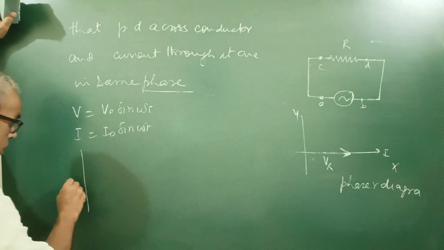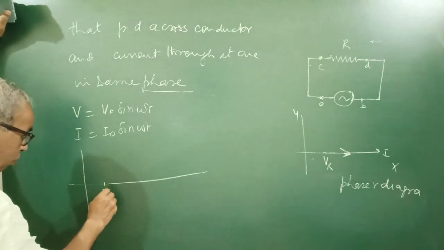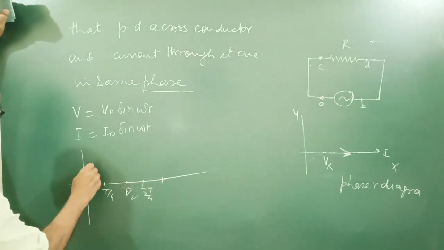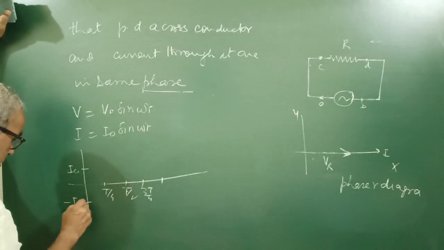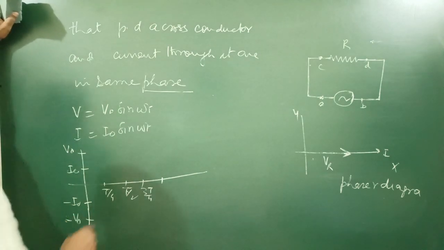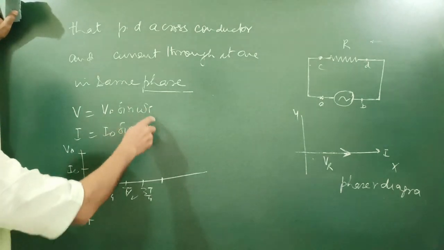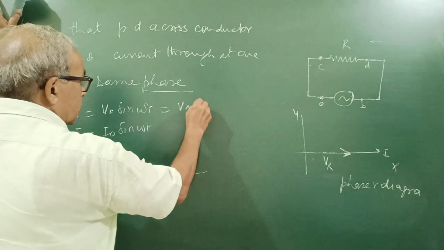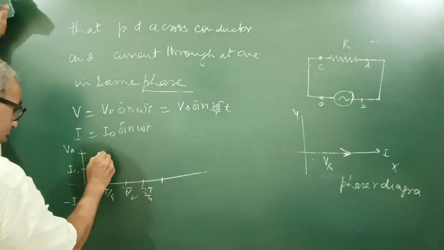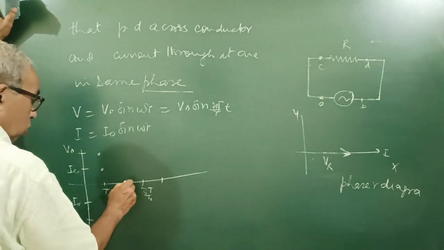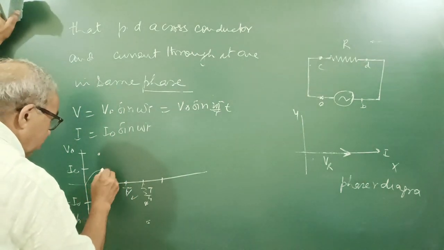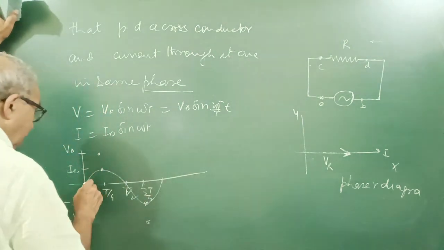If I plot the two on the same graph for T/4, T/2 for one cycle, 3T/4 and T. Suppose I0 is this much, minus I0, V0 this much. The amplitudes are different. At T equal to 0, voltage is 0, current is also 0. At T/4, the current is maximum, and the voltage is maximum. At T/2, both are 0. Here both are maximum in the other direction, and then 0. So this is a graph for current, and the graph for voltage is the same.